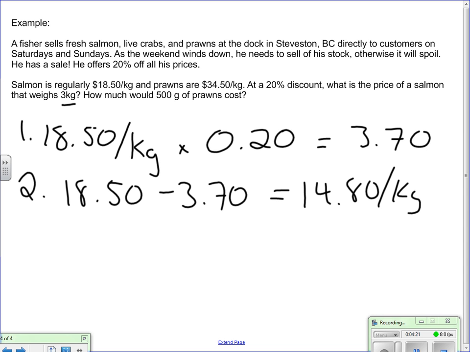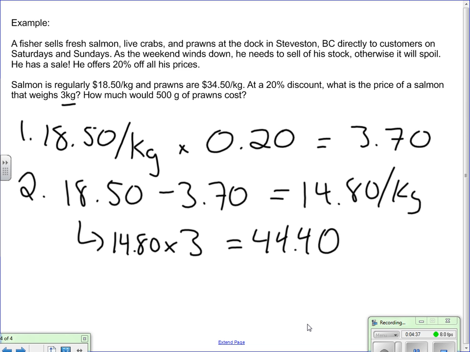Now, to answer the question, we have 3 kilograms of fish and it's $14.80 per kilogram. So we're going to take that $14.80 and we're going to times it by 3 to get our total price of $44.40.